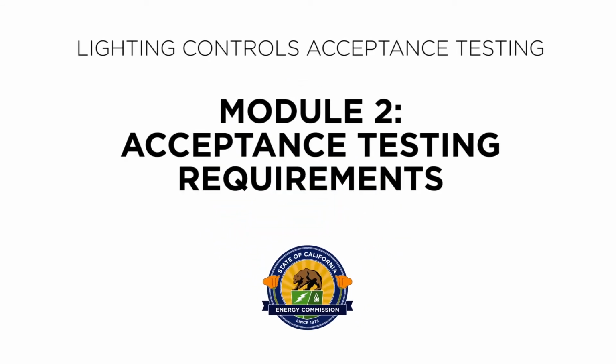Welcome to Module 2 of the Lighting Controls Acceptance Testing Training video series. In this module, we'll provide an overview of lighting controls acceptance test requirements contained in the Building Energy Efficiency Standards. In Module 1, we gave an overview of the Acceptance Test Technician Certification Provider Program. In this module, you'll learn how to identify the buildings and lighting control systems that require lighting controls acceptance testing.